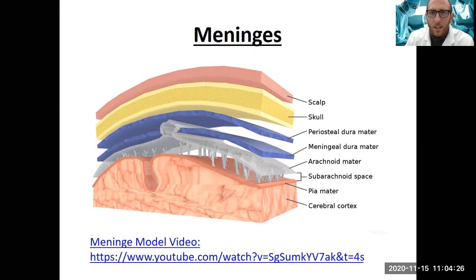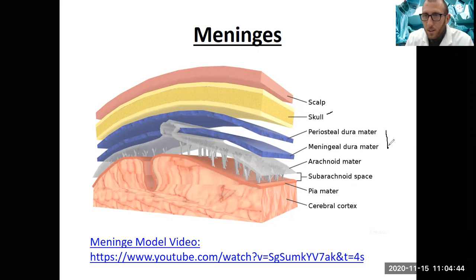But here we can see a picture of all the layers. I love this because you can see it from the scalp, which is something you can all see externally on a human, to the skull. And then we've got the three different meninges, from superficial to deep.